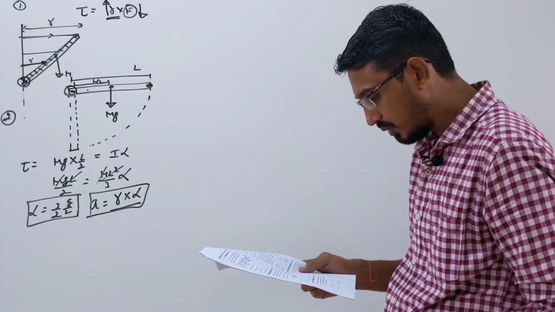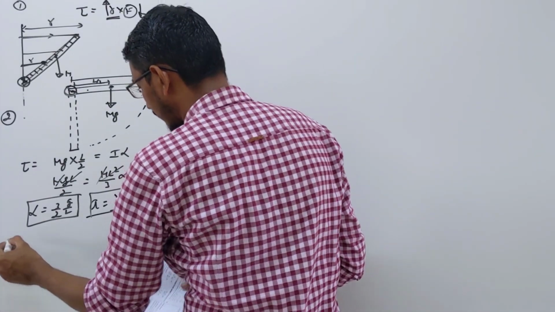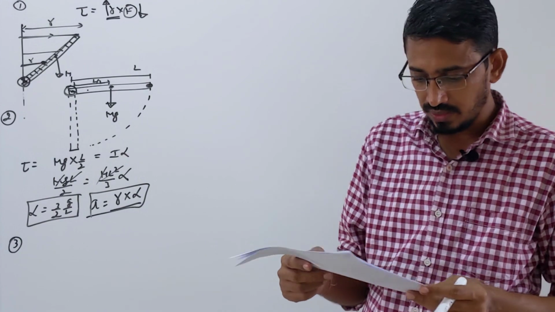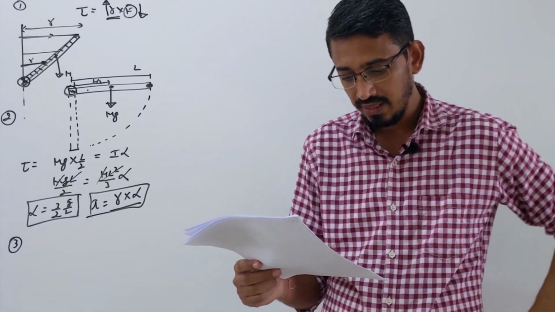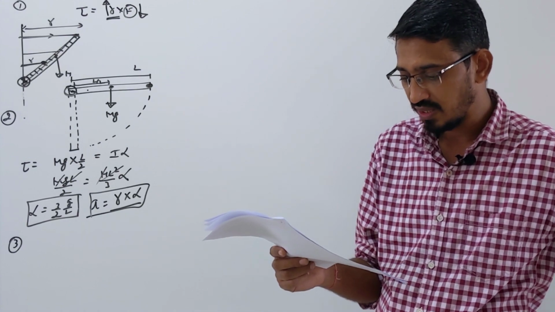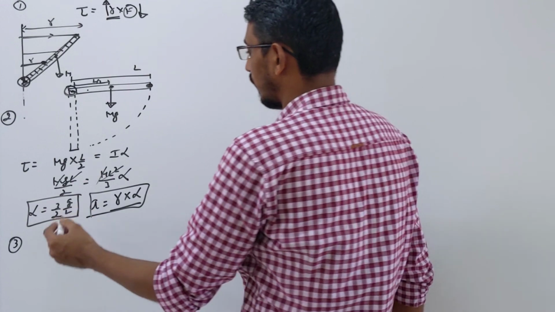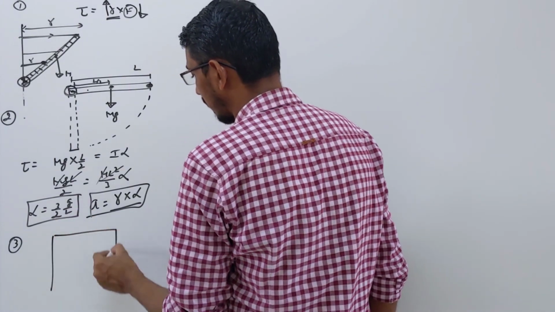Okay. Moving to next problem, which is problem number 3. They said here 4 identical thin rods, each of mass m and length L, form a square frame. The moment of inertia of this frame about an axis through the center of the square and perpendicular to the plane is what? So 4 simple, thin rods are given.